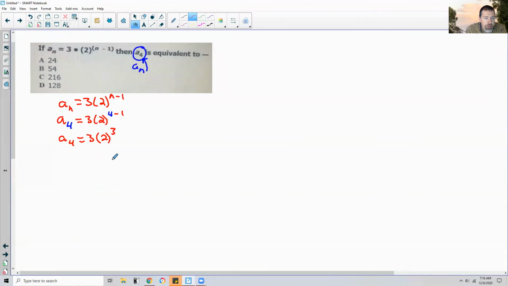4 minus 1 is 3. So first we put those two together. That's our exponent. And then we do order of operations. Exponents come before any multiplication. So 2 to the third is 2 times 2 times 2, which is 8. So this is going to become 3 times 8. So the fourth term of this is 24. A.